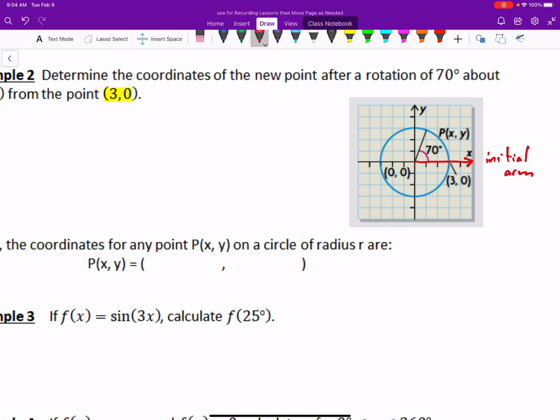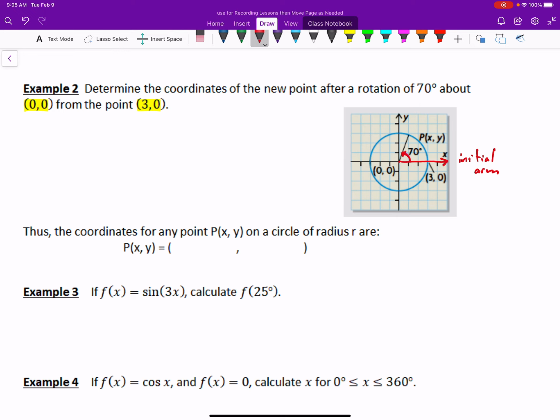And we generally, unless we're told otherwise, go in a counterclockwise direction. And so 70 degrees is going to take you over to, well, where you can see this arm here. And it says, find the coordinates of the new point after a rotation of 70 degrees. So what do we know?